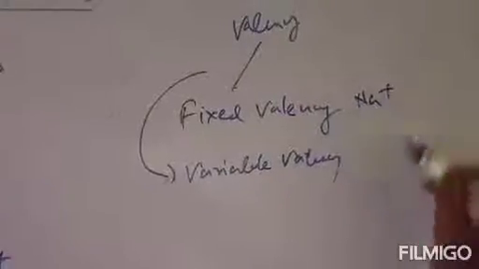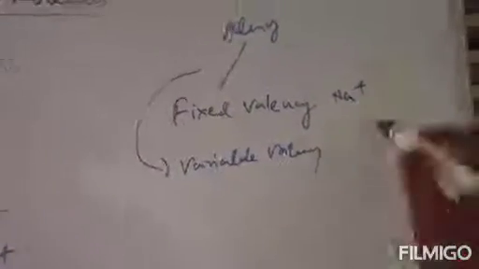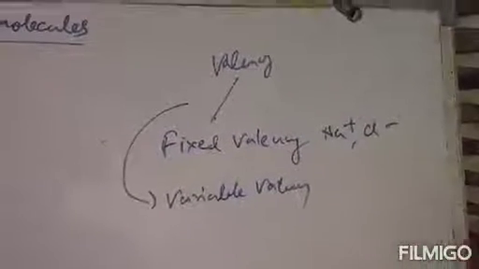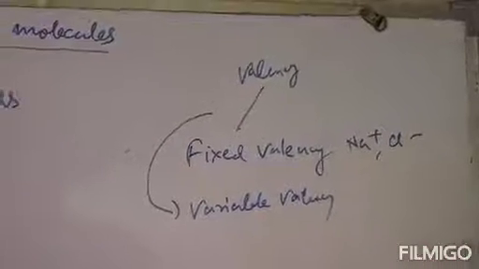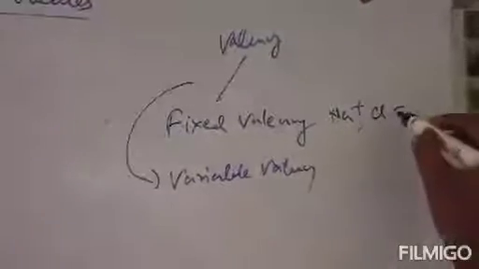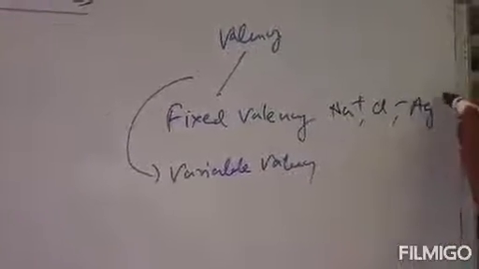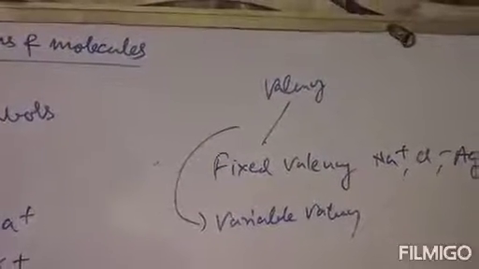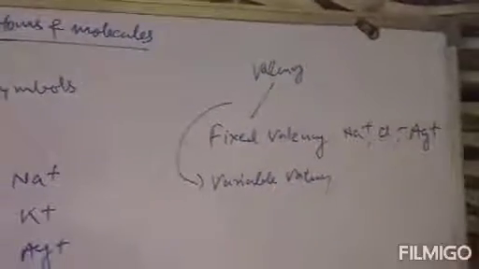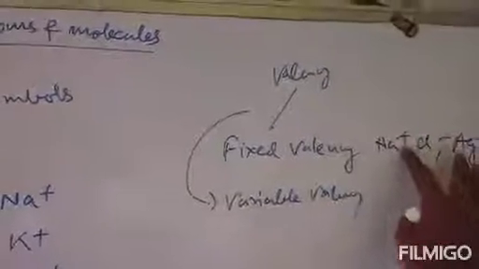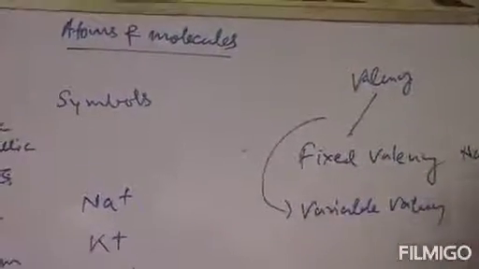Fixed charge means, suppose sodium, always only a single charge is present over the sodium atom. For example, chlorine is always a minus ion, only a single minus charge is present over the chlorine atom. So Na+ and Cl-. Or for example silver, Ag+, only one single plus charge is present over the silver atom. So the number of charges is always fixed over these atoms.